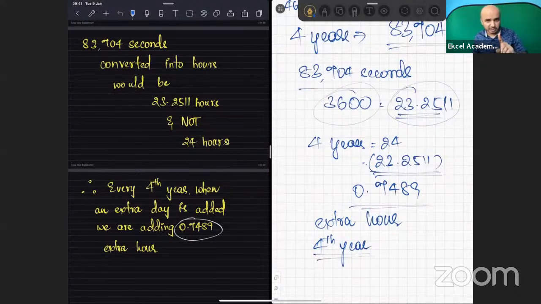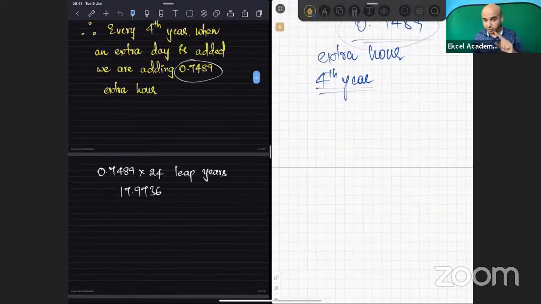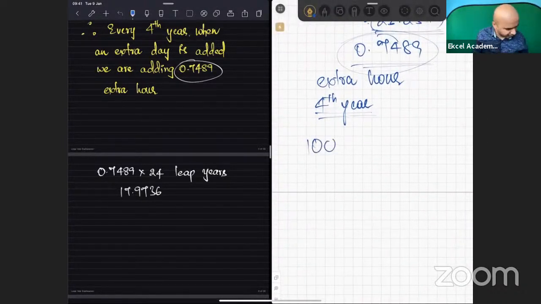So this is the extra time which we are adding every 4th year. Every 4th year, we are adding 0.7489 hours additionally. This will not make much of a difference in 4 years, 10 years, 15 years, 20 years, 30 years. But over a period of 100 years, this will definitely make some amount of difference. So what we do is we will count that and do something. We'll see what exactly that is. Let us take the example of 100 years.